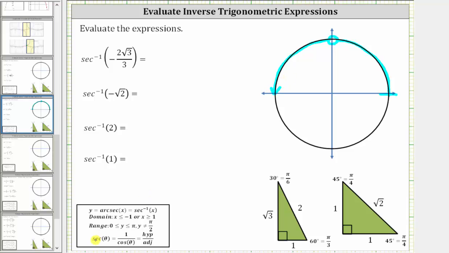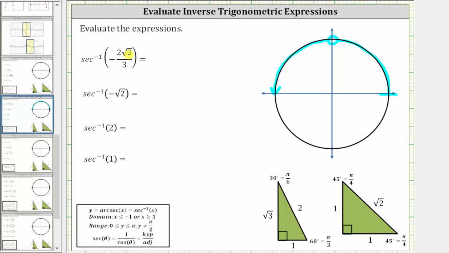And since secant theta is equal to the reciprocal of cosine theta, secant theta is positive in the first quadrant and negative in the second quadrant. The first expression is inverse secant of negative 2 square root 3 divided by 3. Looking at the reference triangles, we should be able to recognize we'll be using the 30, 60, 90 reference triangle to evaluate this because of the square root 3 in the given secant function value.